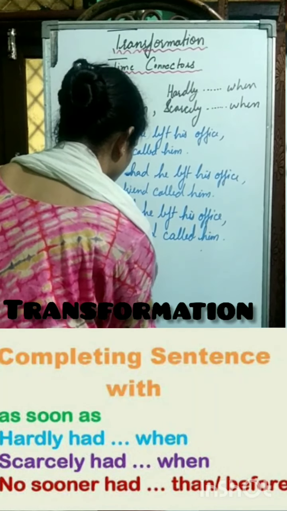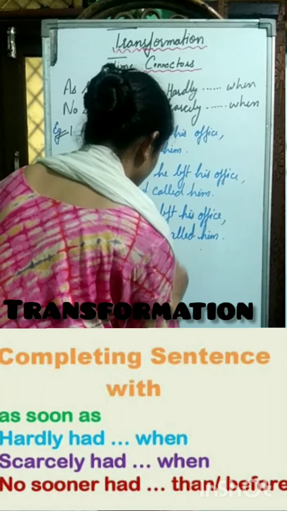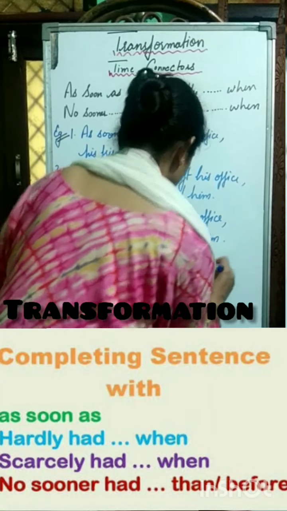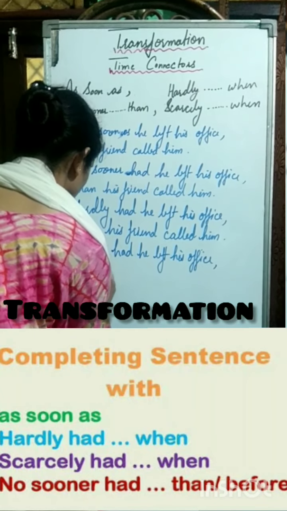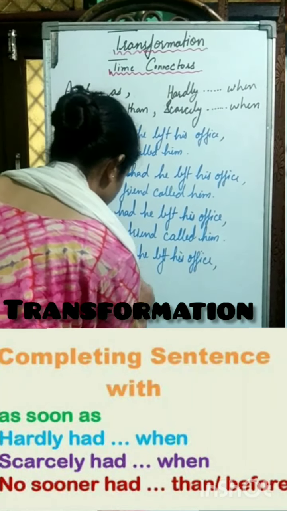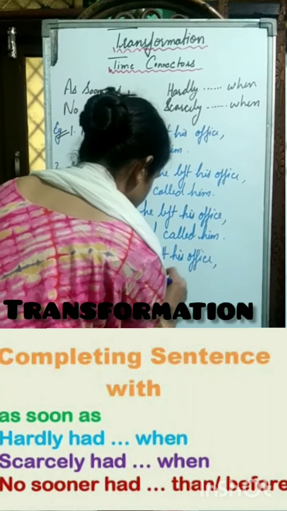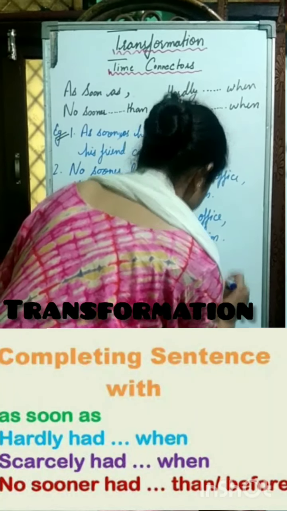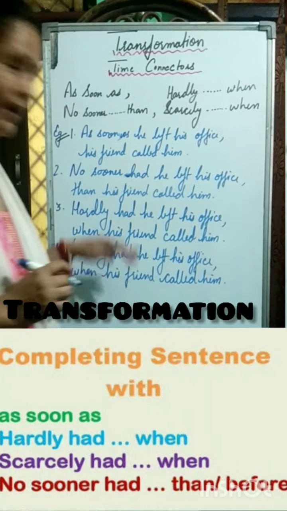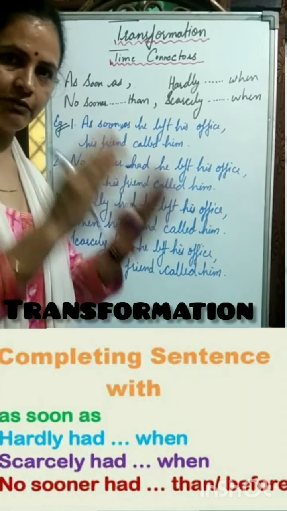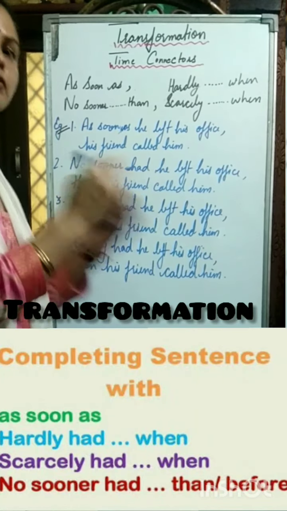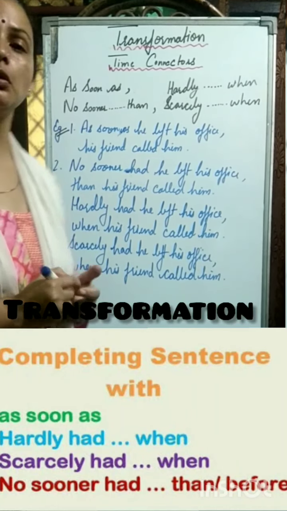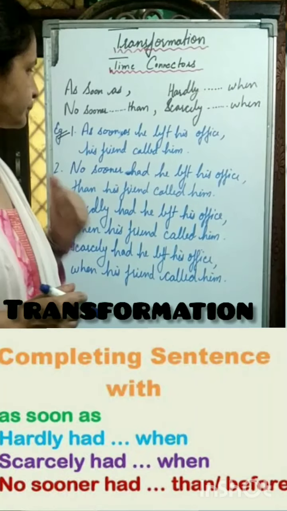Scarcely had he left his office when his friend called him. Now, scarcely had he left his office, first action, and when his friend called him. Again, these are mentioning time here. That's why we call them time connectors also.